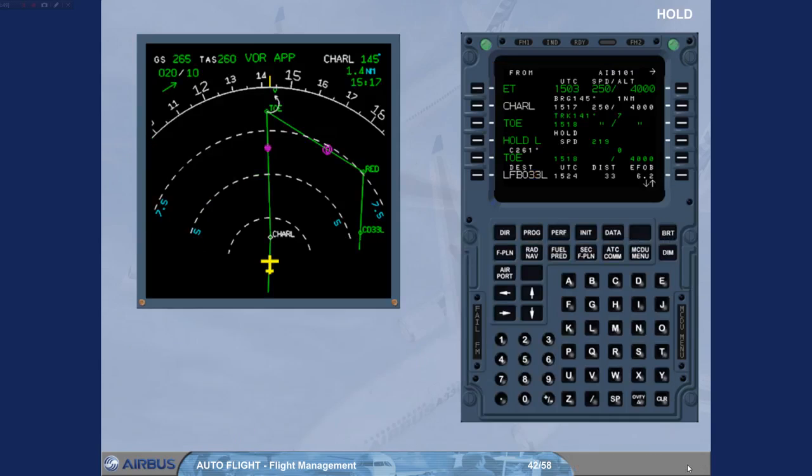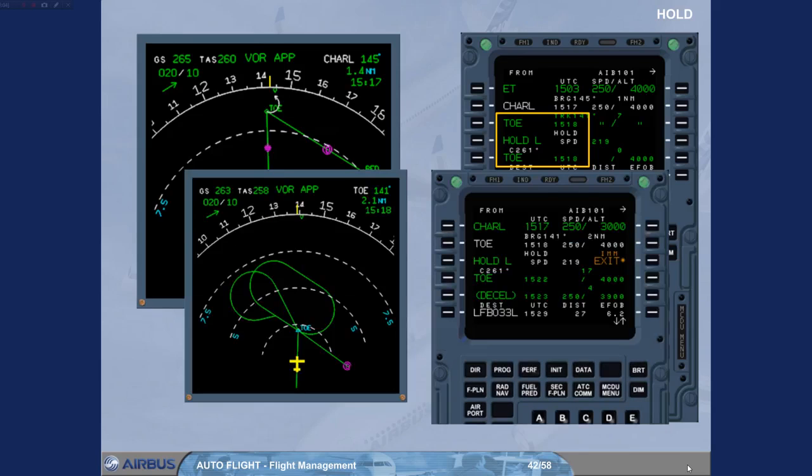Once a holding pattern is inserted in the flight plan, it is initially not taken into account by the FMGC for prediction computation, as the system does not know if the pattern will be flown. Once entering the holding pattern, the system considers that only one pattern will be flown.